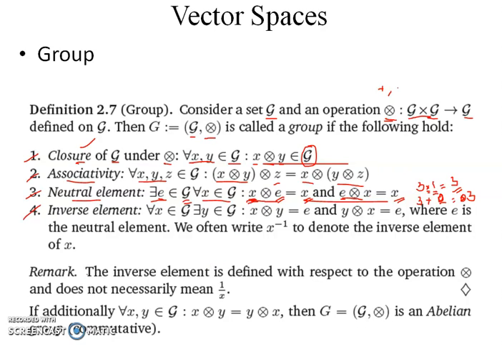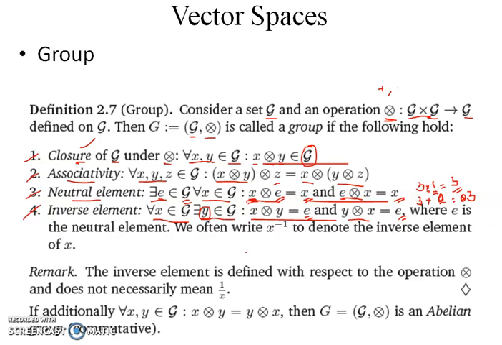Then the fourth case is the inverse element, in which for all x in G, there exists y in G, which means y is the inverse of x, such that x operation y, that is addition or multiplication with that inverse, gives the neutral element. Here, if the order is exchanged, you will also get the neutral element.